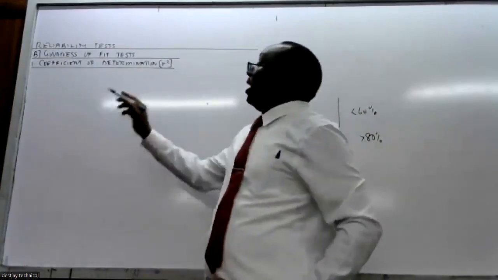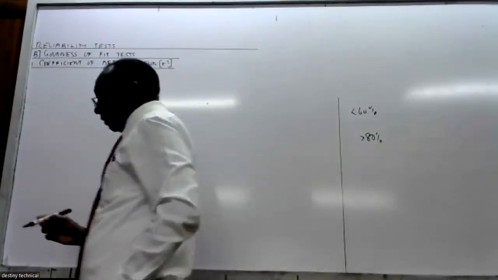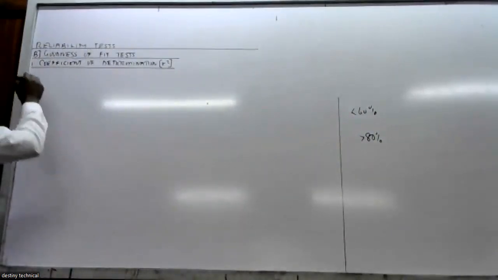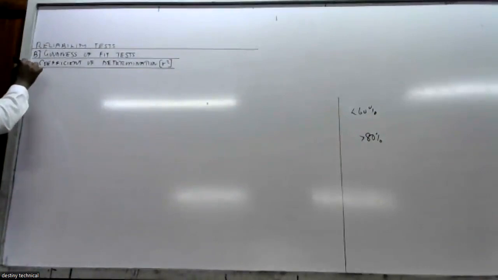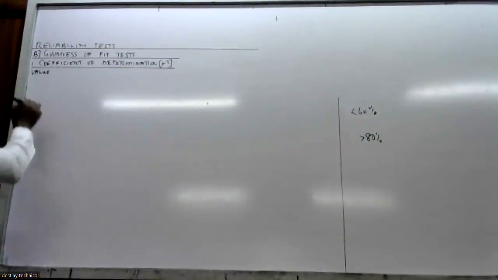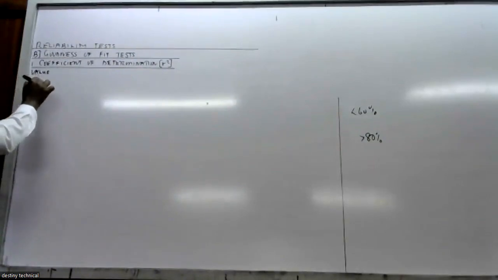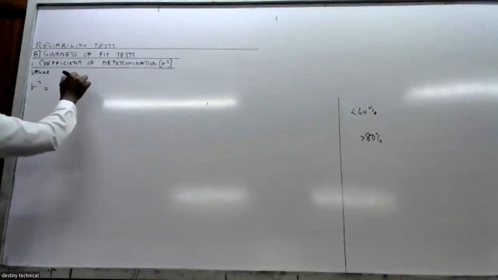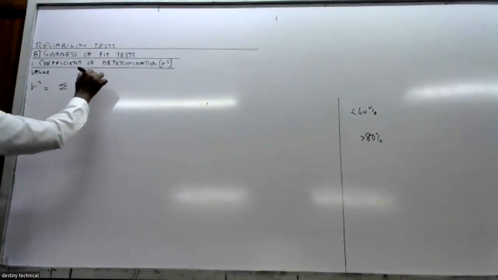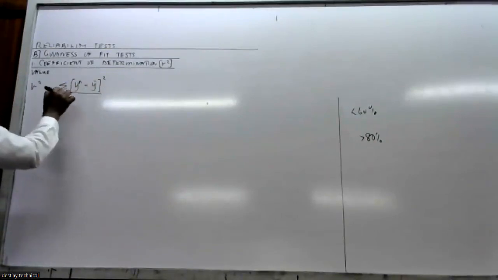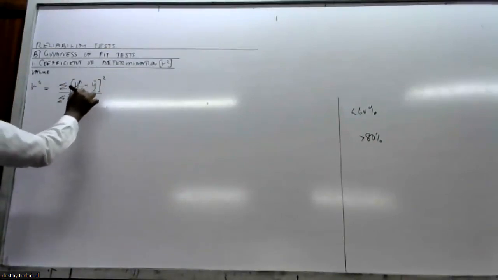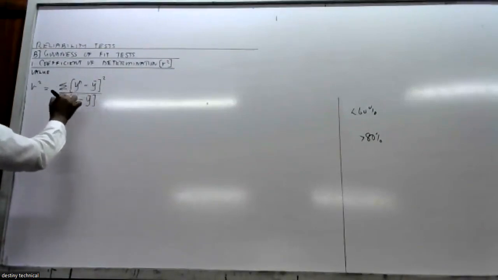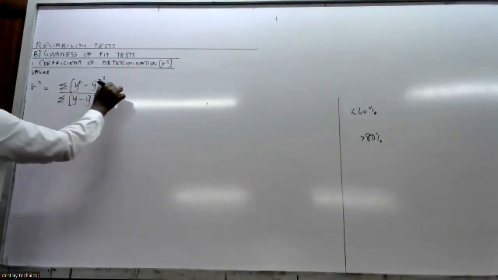Now, in this coefficient of determination, the computations are as follows. So we have the value here. Just put them like I'm putting. R square is given as the sum of (y predicted minus y bar), squared, divided by the sum of (y minus y bar), squared, multiplied by 100.